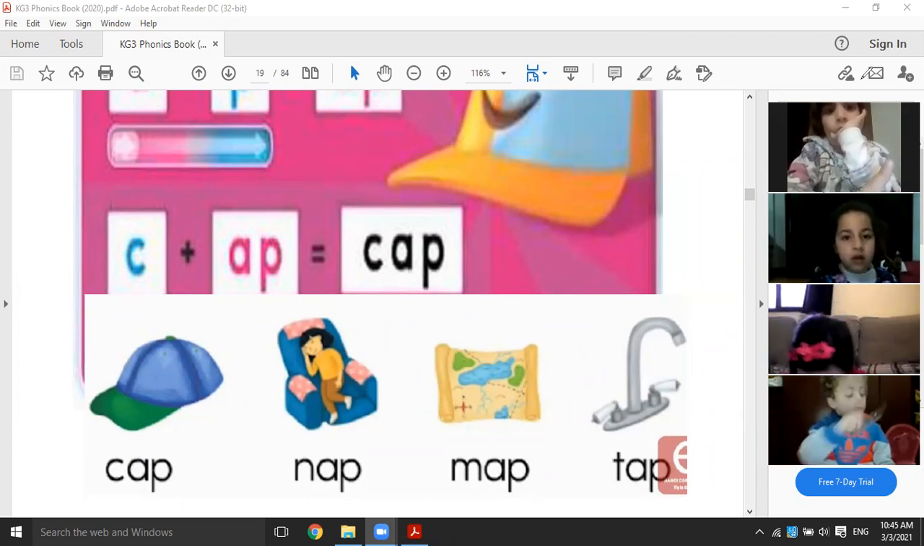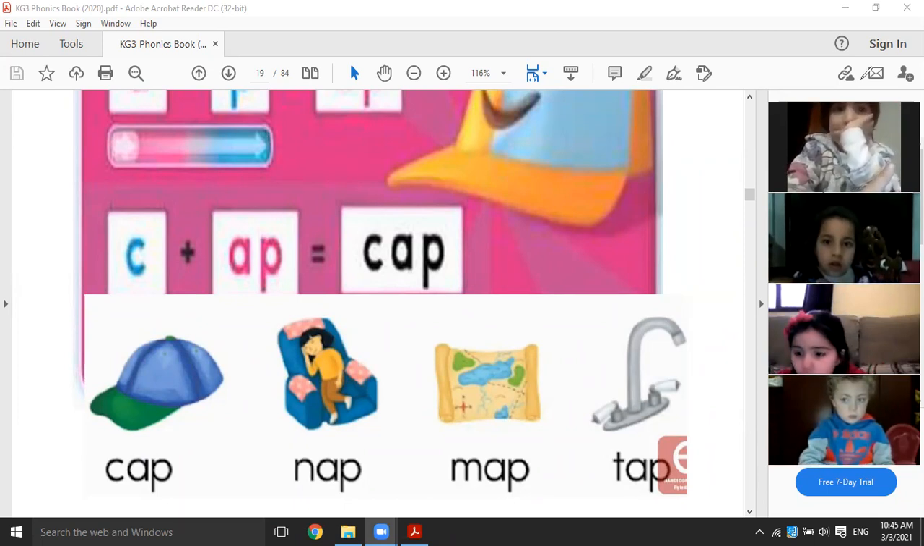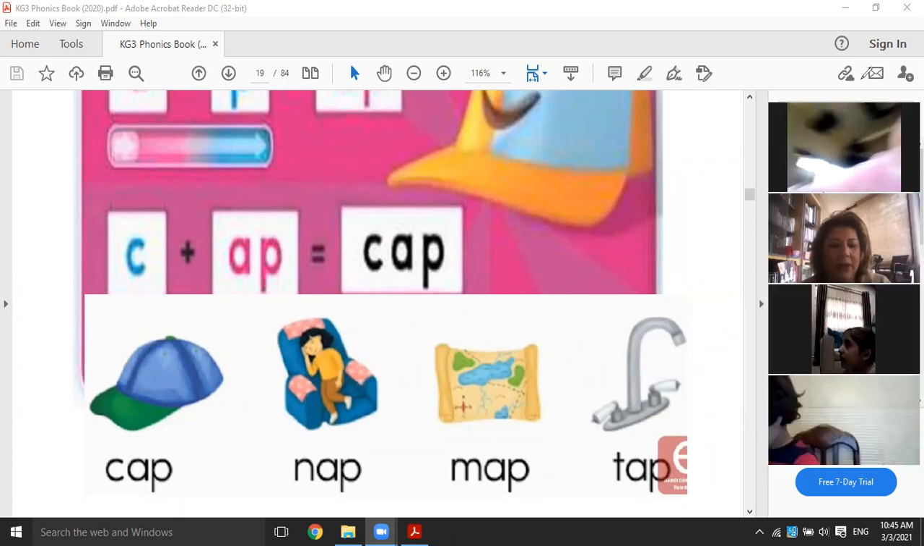Don't play with the scissors, Ahmad. Ahmad, leave the scissors. Don't put it on your face, Habibi. Maria, where are you? You are not here.